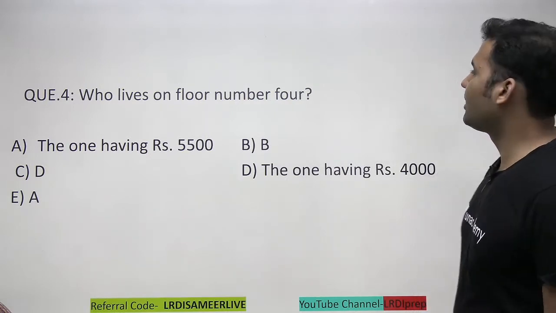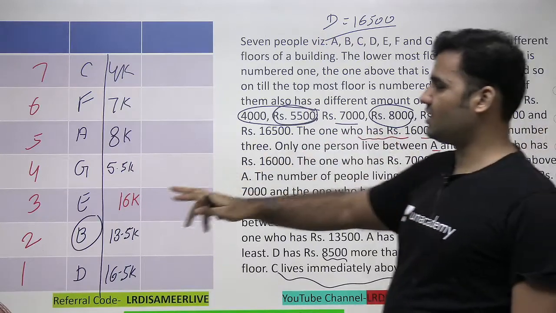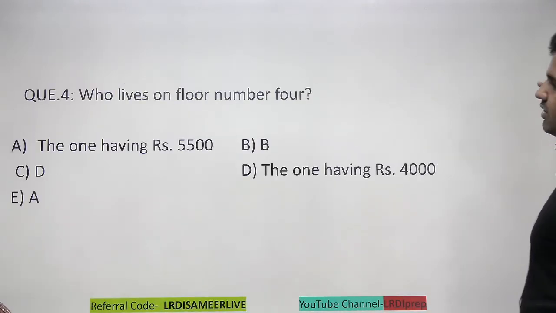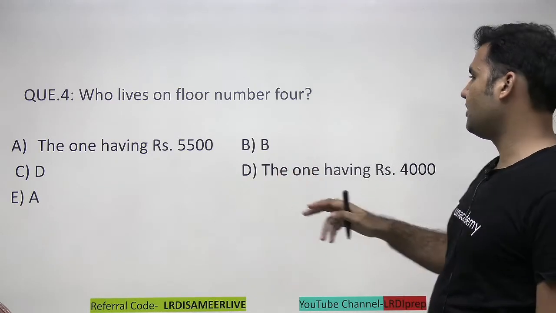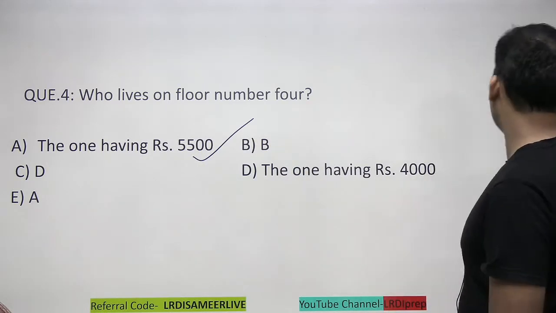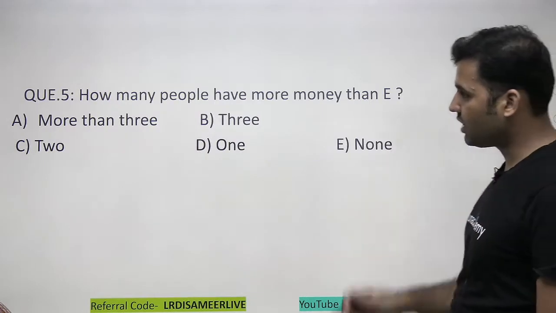Who lives on the floor number 4? You can see that G is living on floor number 4. So guys, you just quickly have a look at the question, right? Floor number 4, G is living and he's earning 5,500. So A is the correct answer to the question. You can solve these questions, guys. These are 6 questions that you have in this particular set, right?